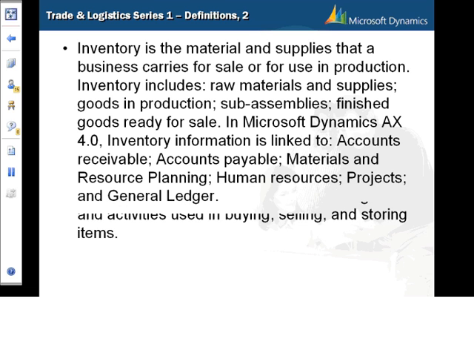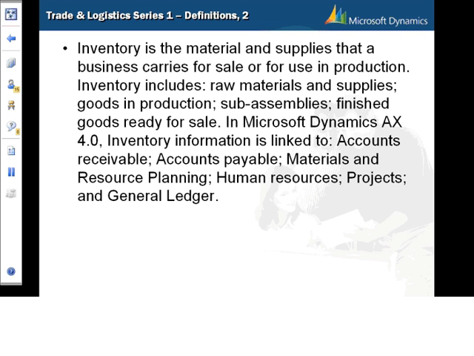Inventory is the material and supplies that a business carries for sale or for use in production. Inventory includes raw materials and supplies, goods in production, sub-assemblies, finished goods ready for sale. In Microsoft Dynamics AX, inventory information is linked to accounts receivable, accounts payable, materials and resource planning, human resources, projects, and general ledger.